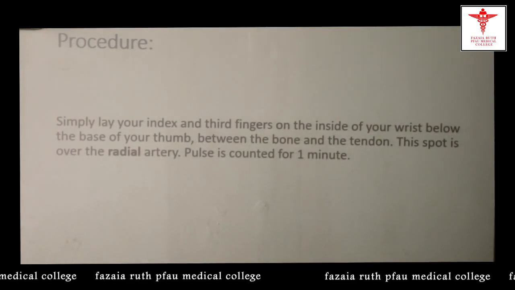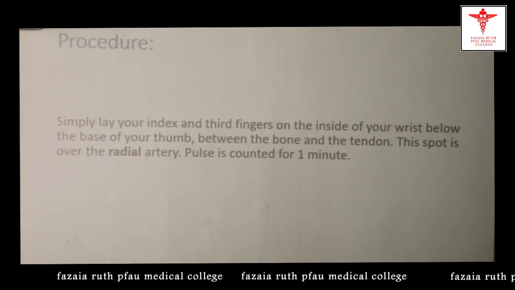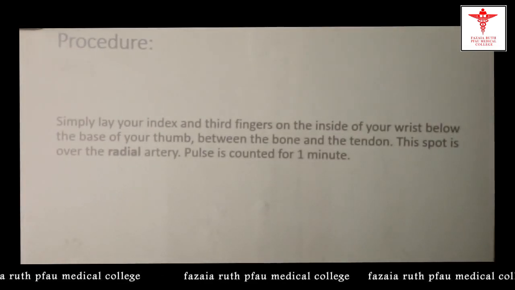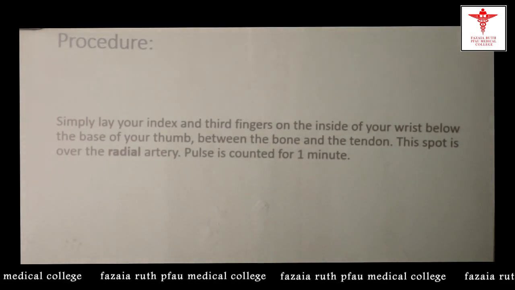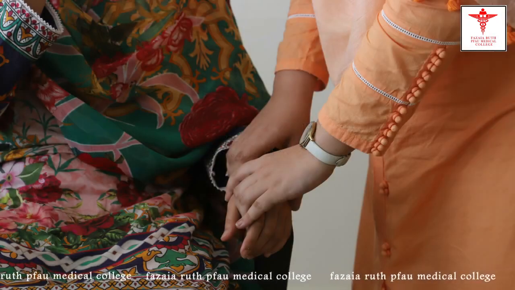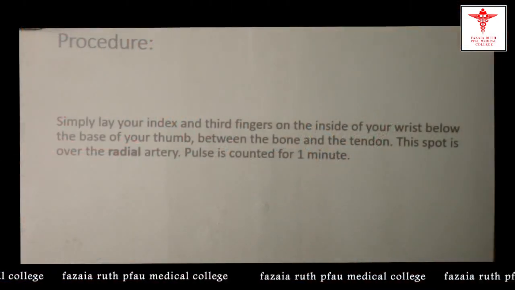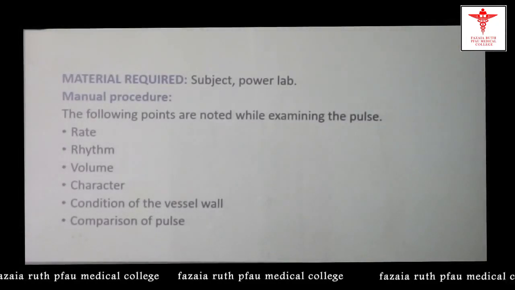And of course this radial artery is going to tell you about the pulse, the volume, the character, the condition of the vessel wall, and the rate. You are going to calculate it from here, and you are supposed to count it for 1 whole minute. Okay students, I am going to explain the manual procedure.